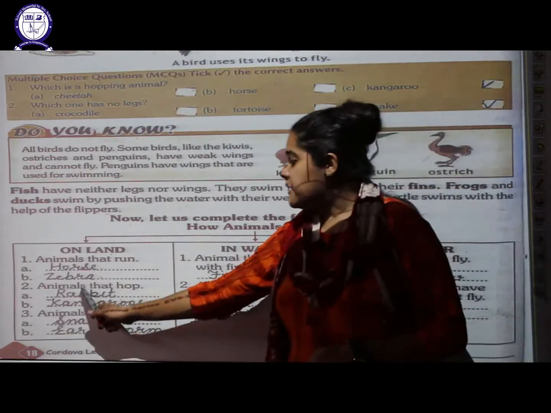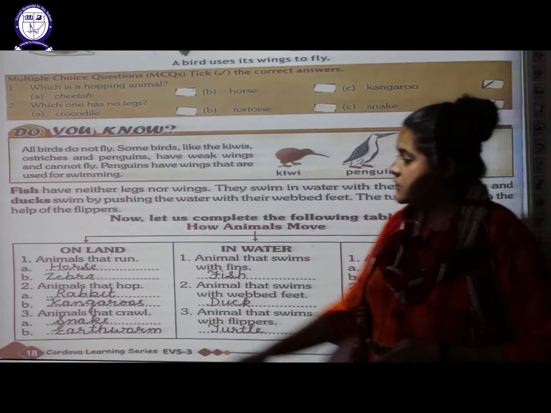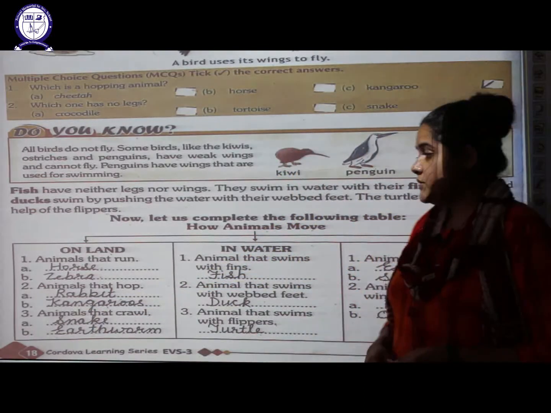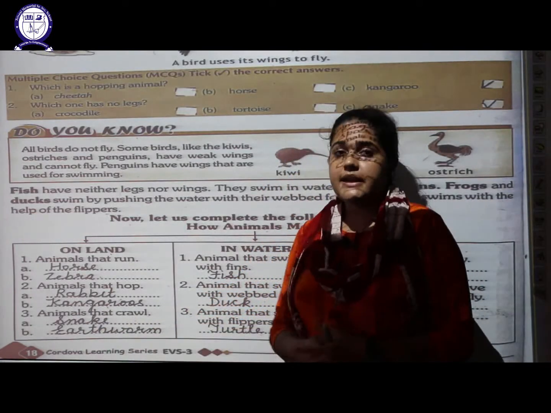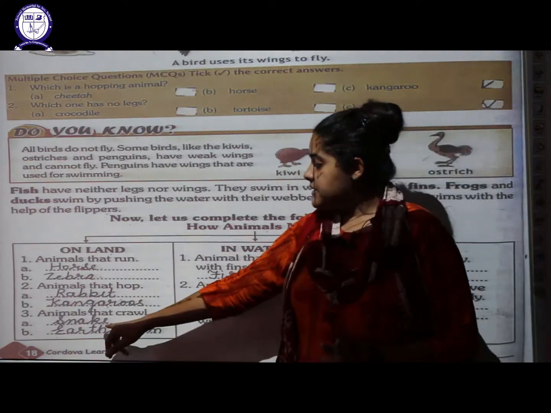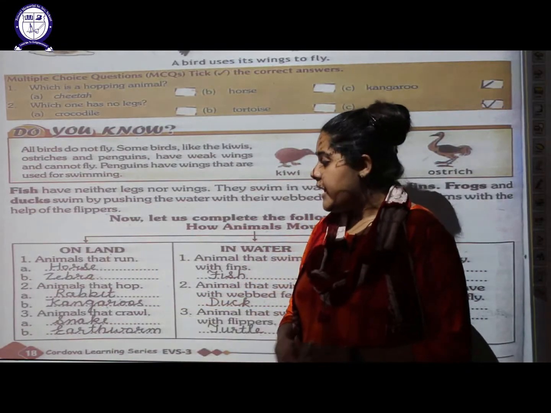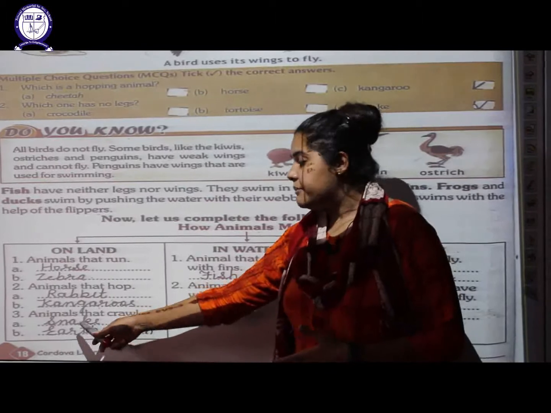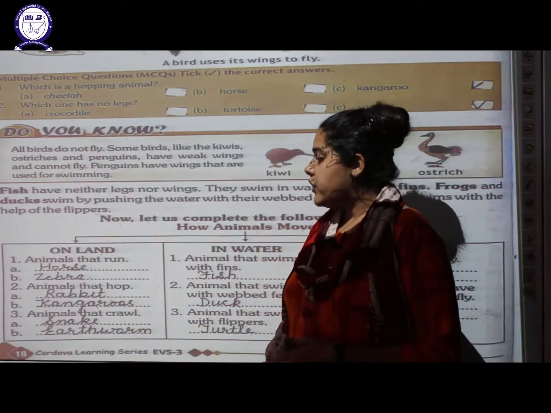The next is animals that hop, the animals which don't walk but hop. So examples are rabbit, kangaroo, and you can write grasshopper also there. Then the animals that crawl, there are certain animals which crawl on the land. So there are animals like snake and earthworm which don't have legs, so they crawl, and certain reptiles also. You can write down any of the reptiles because they crawl on the land. This is the mode in which they move on the land.